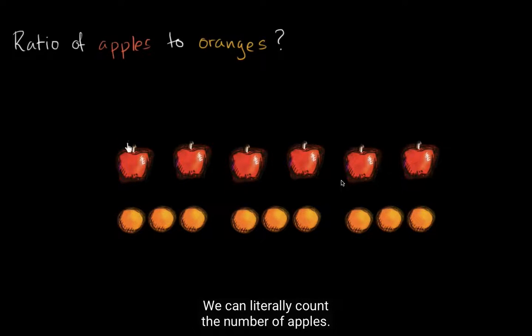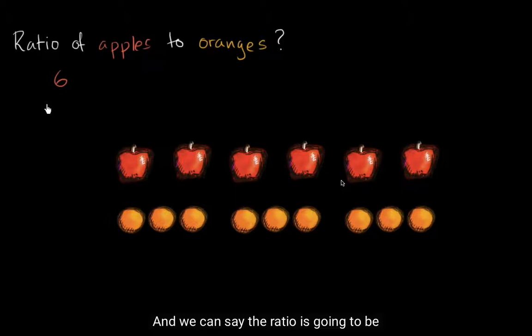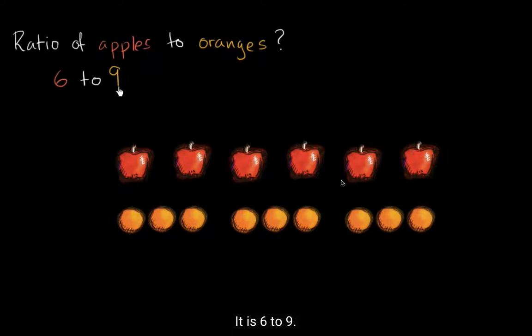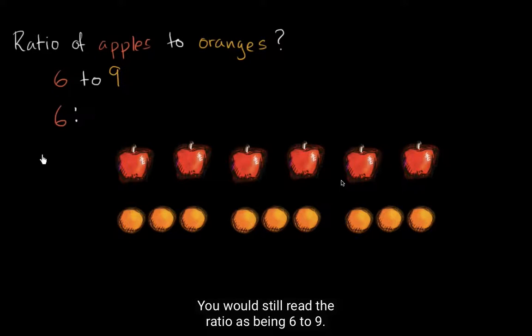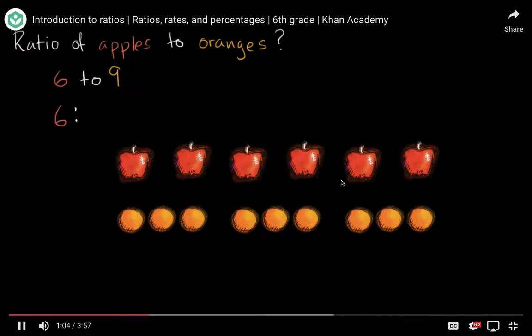We can literally count the number of apples, 1, 2, 3, 4, 5, 6. So we have 6 apples. And we could say the ratio is going to be 6 to, and then how many oranges do we have? 1, 2, 3, 4, 5, 6, 7, 8, 9. It is 6 to 9. Ratio of apples to oranges is 6 to 9. And you could use different notation. You could also write it this way. You would still read it as the ratio being 6 to 9.